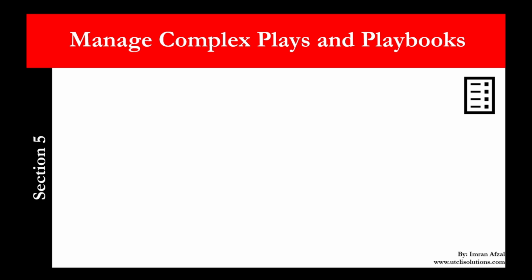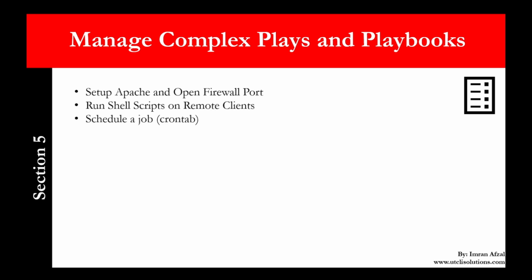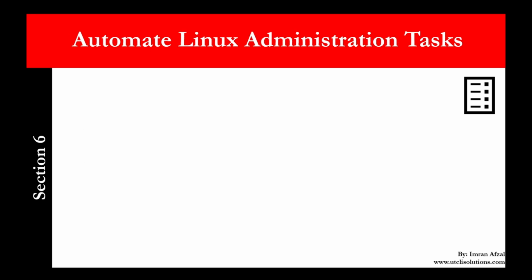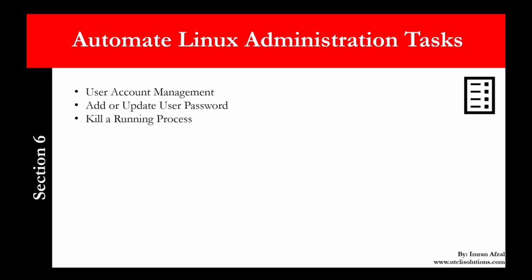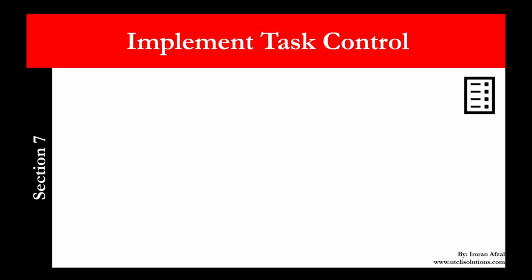Moving on to section 5, manage complex plays and playbooks. Set up Apache, run shell scripts, schedule a cron job through your playbook, download a package, create and mount new storage. Then section 6, automate Linux administration task, which includes user account management, add or update user password, killing a process. Then coming down to section 7, implement task control, how you could control your task.